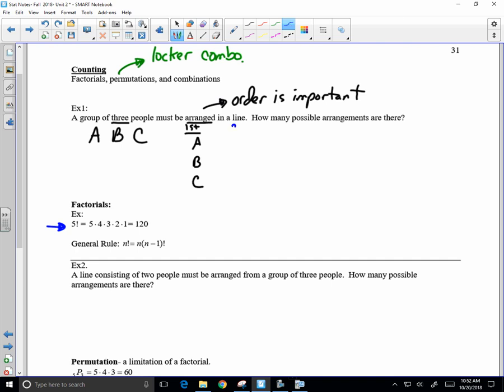Right. So the second person on the line can be anyone who was not in the first position. So if A was in the first spot, then it could be B or C in the second spot. If B was in the first spot, then A or C could be in the second spot. If C was in the first spot, then A or B could be in the second spot. And whoever's left over would be last in line. So C, B, C, A, B, A.